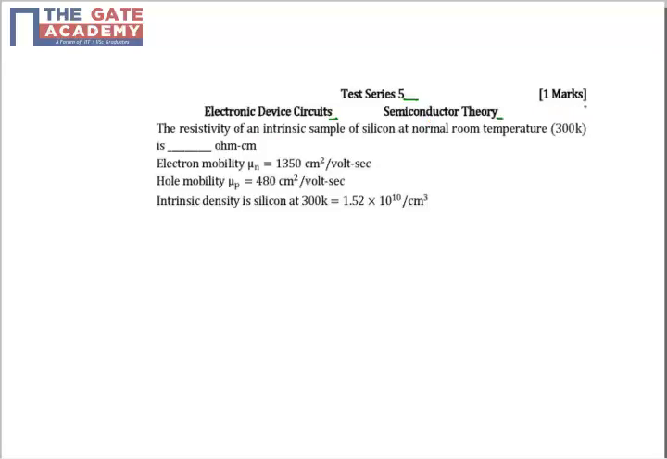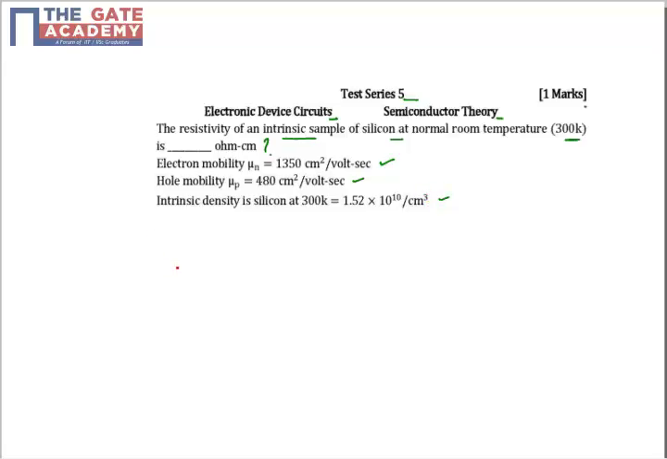Question says that the resistivity of an intrinsic sample of silicon at a normal room temperature of 300 Kelvin. Okay, room temperature is 300 Kelvin. So at 300 Kelvin we need to find out the resistivity of the material. It has been given to you that the mobility of the electron is 1350 centimeter square per volt second. Hole mobility is 480 centimeter square per volt second, and the intrinsic density in silicon at the same temperature 300 Kelvin is 1.52 into 10 to the power 10 centimeter cube.